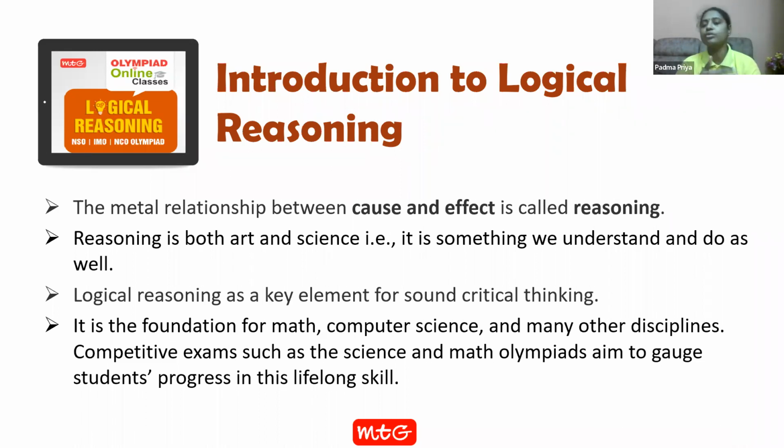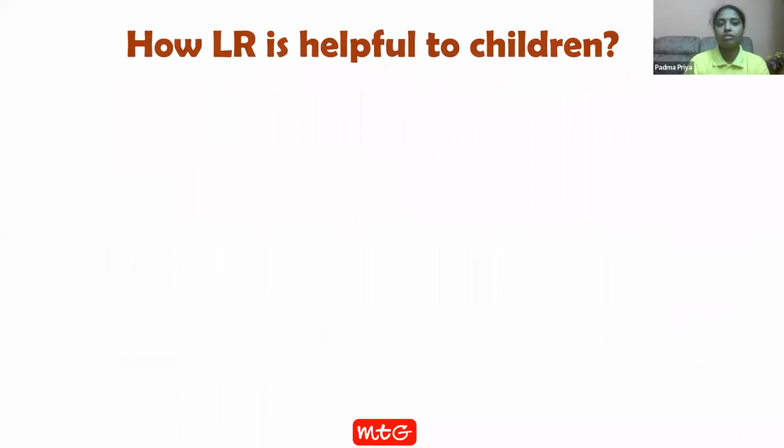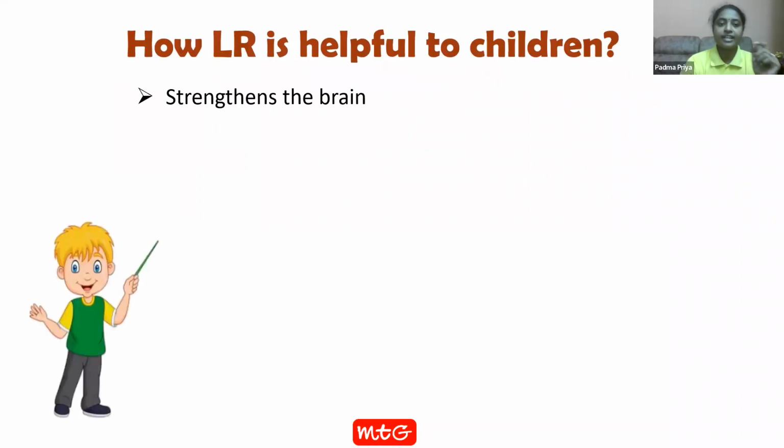The more you use the ability of thinking differently, the more you gain critical thinking, which helps you in the long run throughout your life. So now let's see how this logical reasoning is going to help you children. The first thing: it strengthens the brain. That is what I said. So it gives more thinking ability to the brain.